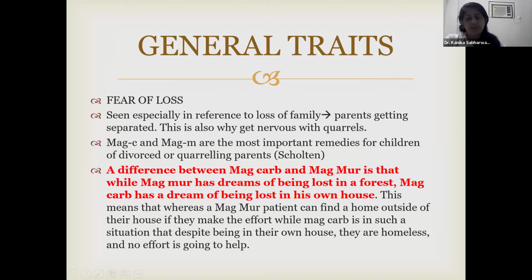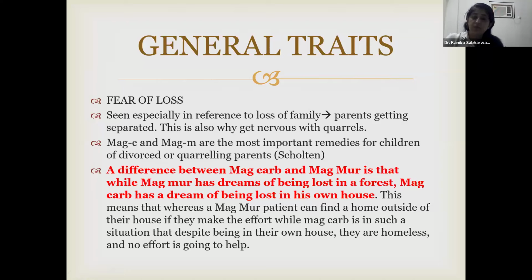Now, let me draw your attention to a very important difference. In Mag carb, there is a symptom, dreams of being lost in his own house, and Mag mur has dreams of being lost in a forest. Now, about 15 minutes ago, I made a statement saying we may feel most comfortable in our homes. So what does that tell you about Mag carb? That tells you that Mag carb, even though they are in their own house, feel that they are homeless. That is the degree of being forsaken which one sees in Mag carb.